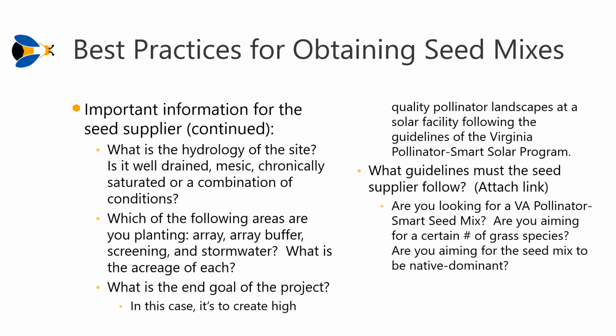In this case, it's to create high-quality pollinator landscapes at a solar facility following the guidelines of the Virginia Pollinator-Smart solar program. What guidelines must the seed supplier follow? Provide the supplier a link to the Pollinator-Smart solar program and specify whether you're looking for a Virginia Pollinator-Smart seed mix or whether you're aiming for a certain number of grasses or aiming for the seed mix to be native dominant.